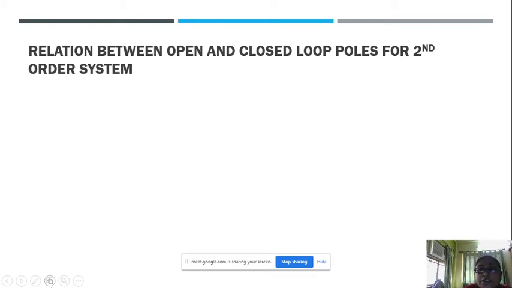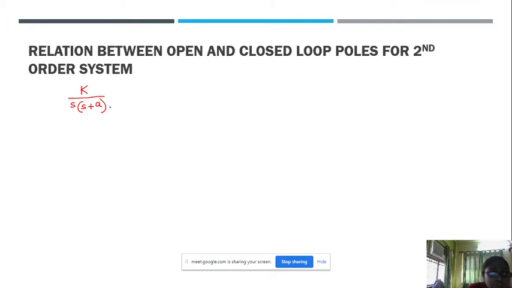So today we are going to start the relationship between open and closed loop pole for a second order system. In the previous class we have done this relationship for a first order system. Now today we are going to discuss it for a second order system. Here I am going to take a second order system like K by S into S plus A.